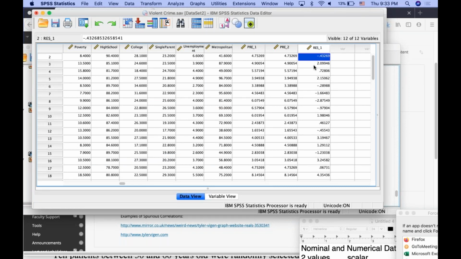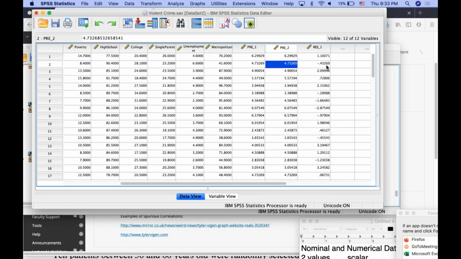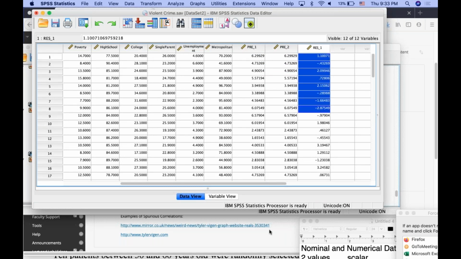Like the first one, Alaska was off by very little. The next one was off quite a bit. And these are all the differences between the predicted values and what they actually were. Well, why are we even interested in these residual values? Because remember when we were looking at that line?